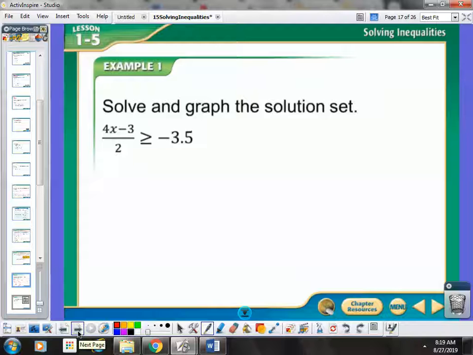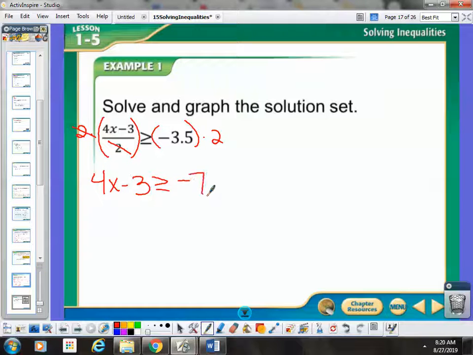4x minus 3, all divided by 2, is greater than or equal to negative 3.5. If we want to solve this inequality, what should we do first? Multiply by 2. So I'm going to take the left side and multiply by 2 and do the same thing to the right side. Is this a situation where we will need to flip the inequality symbol? No. Just go ahead and multiply. Cancel out those 2's. I have 4x minus 3 on the left is greater than or equal to negative 3.5 times 2 is negative 7.